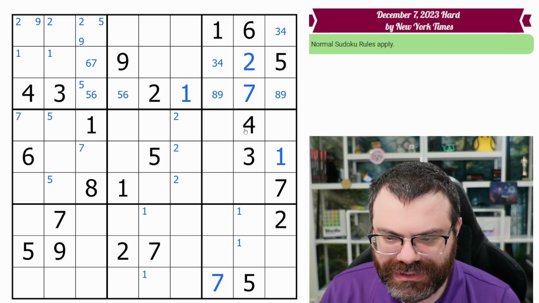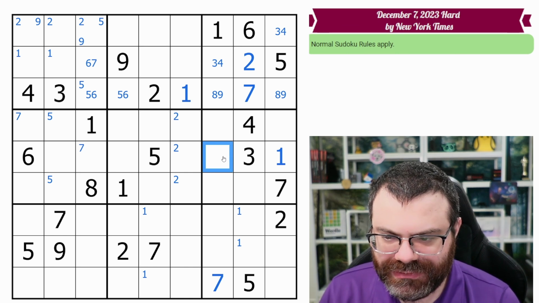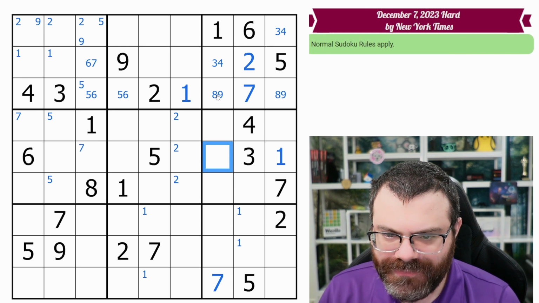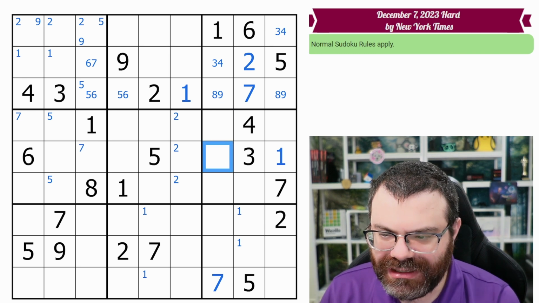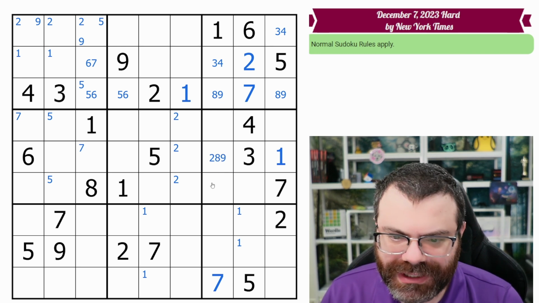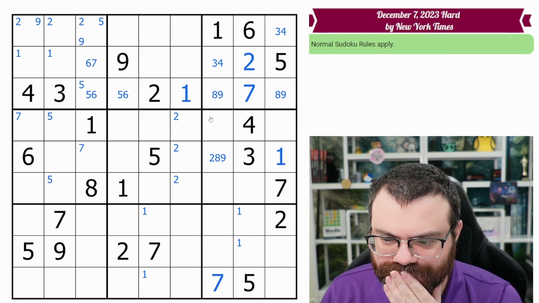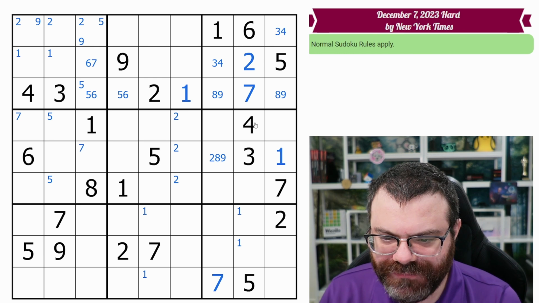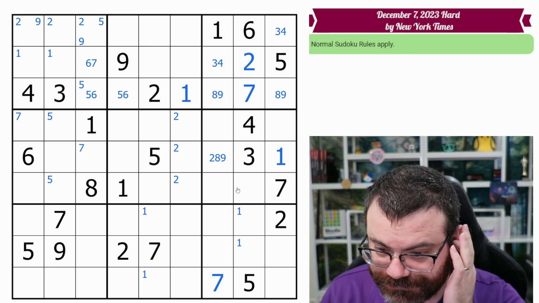I don't know that there's anything else to find here. This can't be 5 or 6. So it's 3 digits left. Let's just think about what they are. They're 2, 8, 9. Because of the existence of this 8, 9, I am going to mark that as 2, 8, 9, because that could come in handy. Can't be 1, 3, 4, 5, 6, 7. Yeah. Okay.